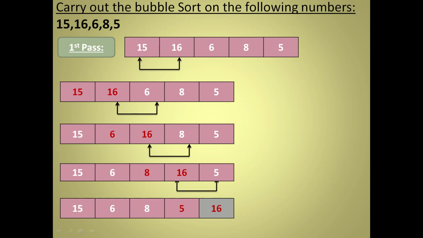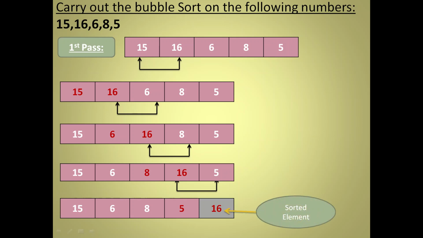Now I have checked 0 and 1, 1 and 2, 2 and 3, 3 and 4. Once I have checked all the elements, if you see, though I have checked all the elements, the numbers are not in order. 5 has to come to the first position. So what are we supposed to do? We are supposed to do the comparison all over again. Whatever we have done here has to be repeated again.